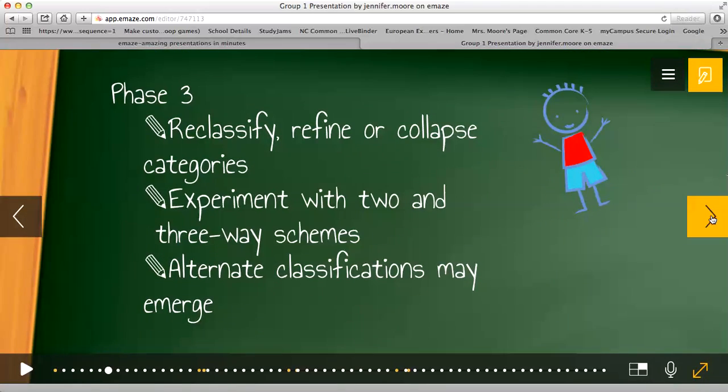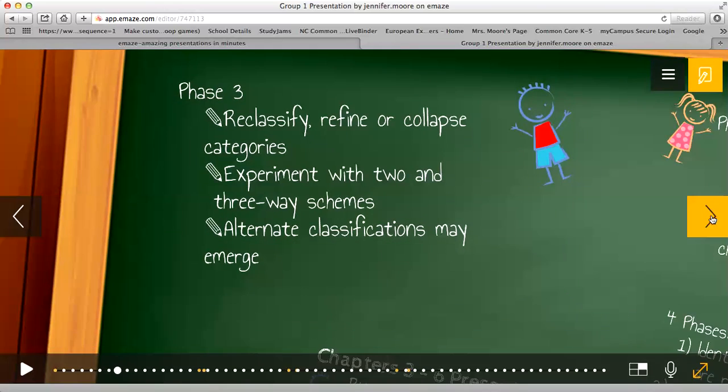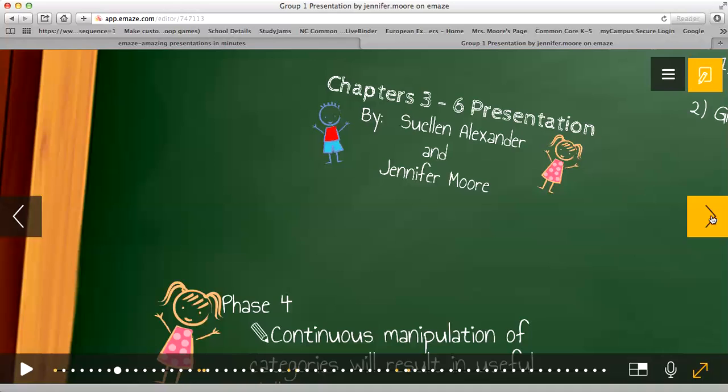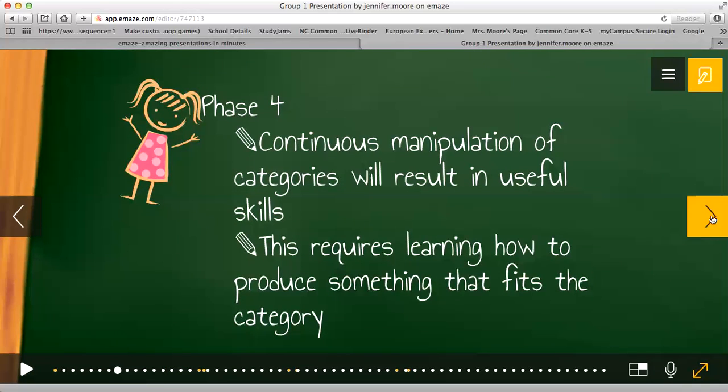Phase 3, reclassify, refine, or collapse categories. Experiment with 2- and 3-way schemes. Alternate classifications may emerge. In phase 4, continuous manipulation of categories will result in useful skills. This requires learning how to produce something that fits the category.